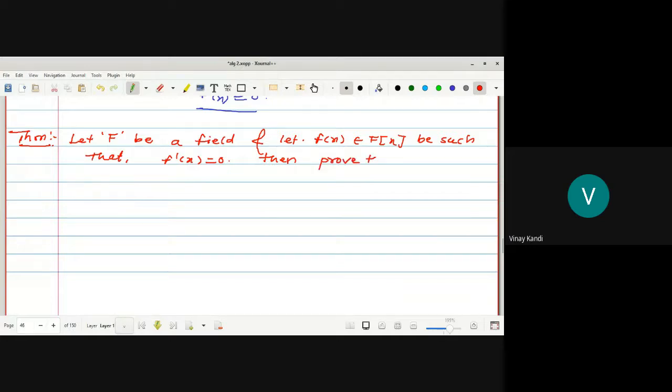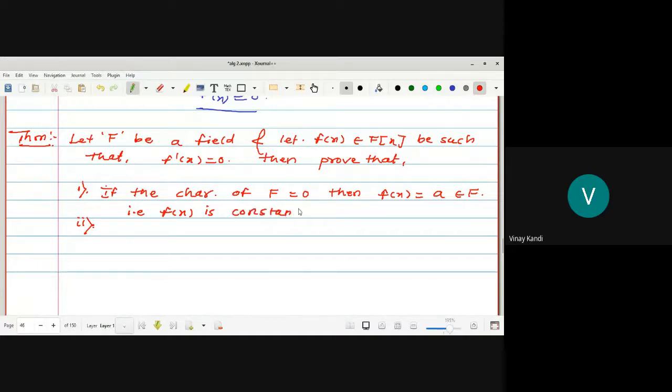Statement number 1. If the characteristic of capital F is equal to 0, then the polynomial f of x is equal to a, that is, a constant polynomial which belongs to F. That is, f of x is a constant polynomial when the characteristic is 0.